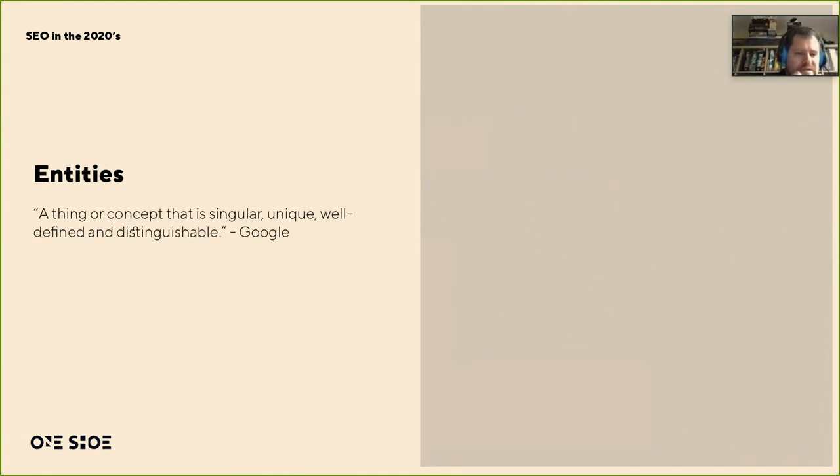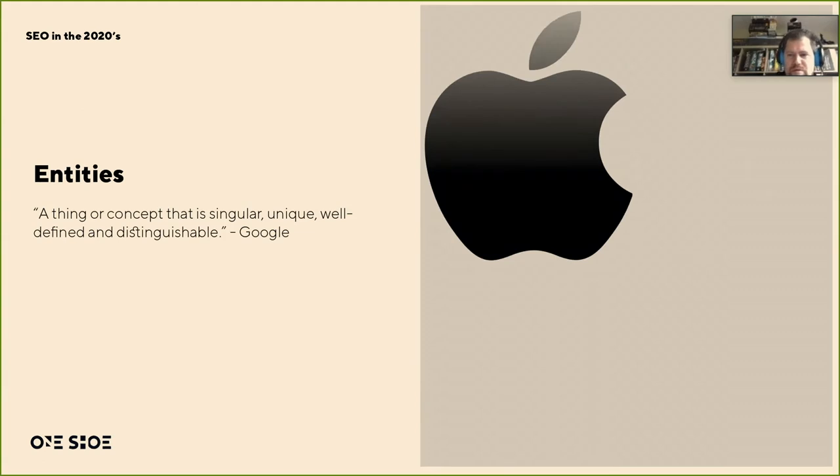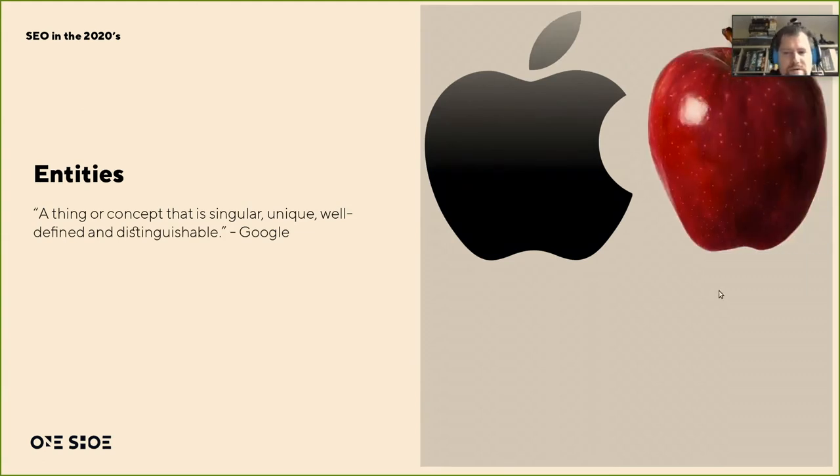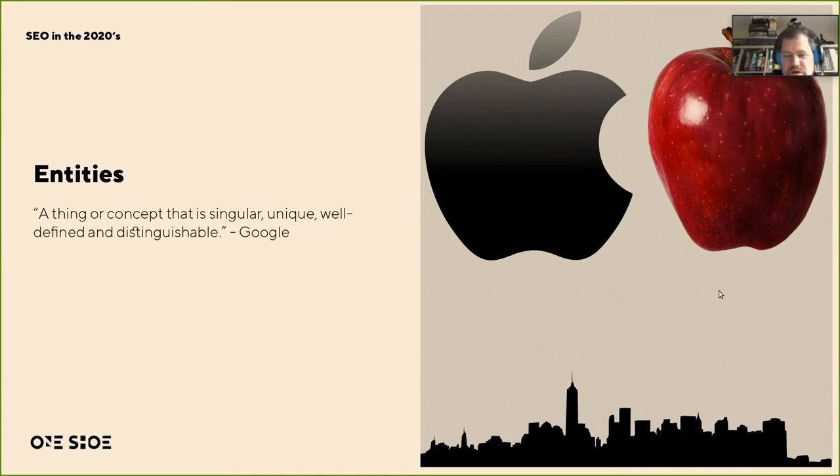It works with entities, and an entity is a thing or concept that is singular, unique, well-defined, and distinguishable. So that means that if you say something, it's automatically clear what you're talking about. And Google would love that because that makes their search results better, or so they say. But if I say Apple, I could be talking about the company, of course, Apple. I could be talking about the fruit. But I could also be talking, for example, about New York, the Big Apple. So the word Apple itself is not unique enough.